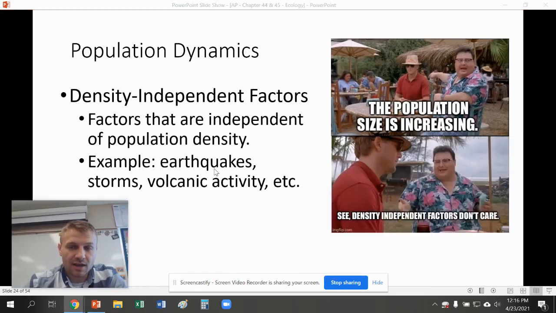The other is density independent factors, and these are independent of the population size. So like earthquakes, it doesn't matter if we're living in Bellefonte or New York City, an earthquake's going to affect that population. Storms, it doesn't matter if we have 10,000 people in a town and a hurricane goes through, or 100,000 people, they're all going to be affected. Volcanic activity, things that are natural disasters, are examples of density independent factors.